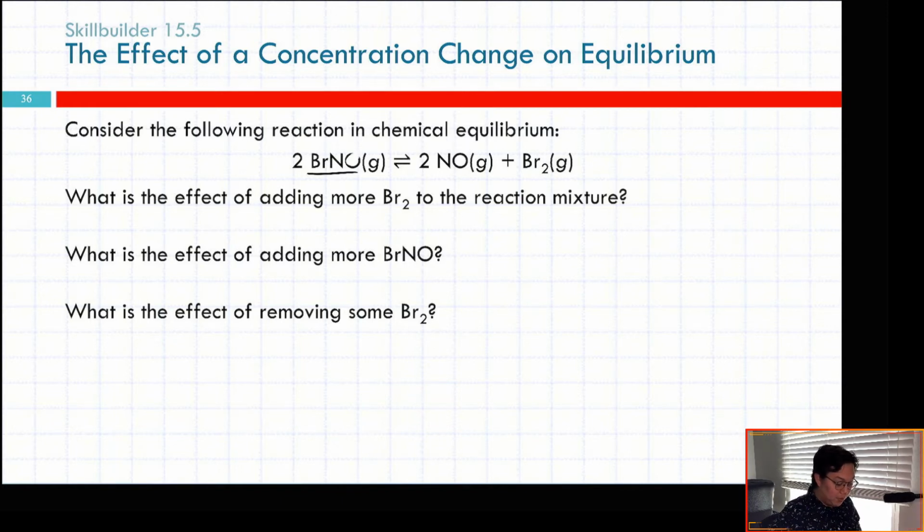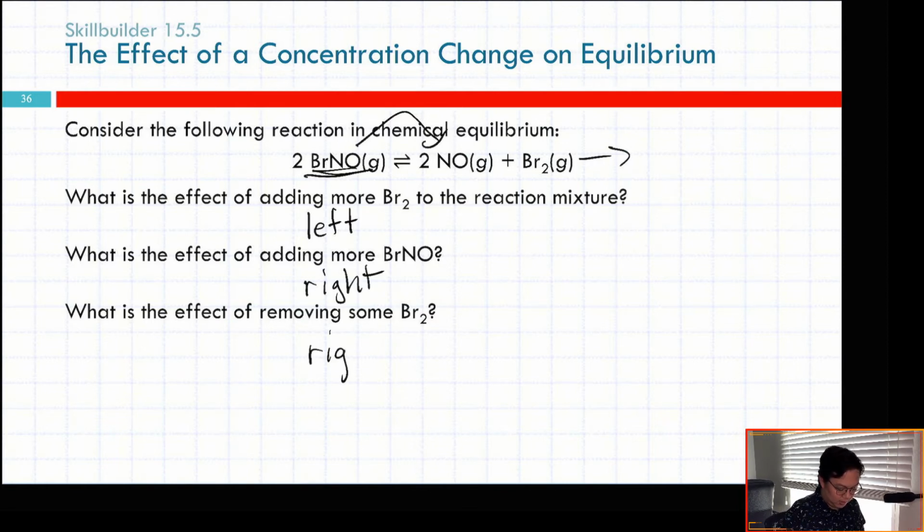And then we talked about adding either way, but if we remove some of our Br2, which way are we going to shift? To the right. To the right again, because what matters is the proportion. If we remove some of our Br2, we now have more of our reactants than we do of our products, and that's going to shift this equilibrium. Should write these in: left, right, right.